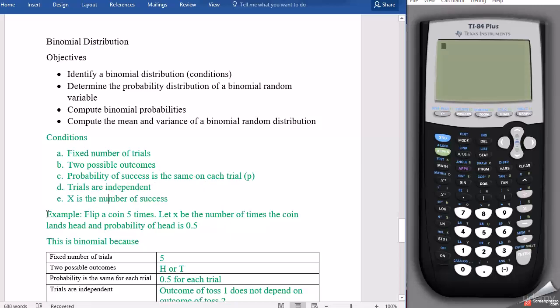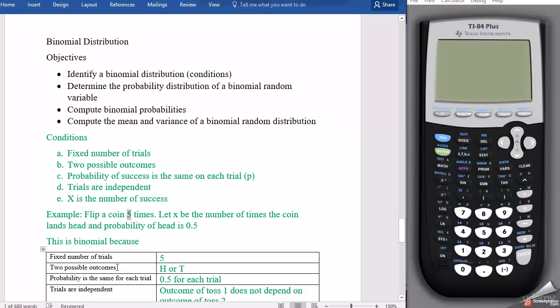So let's illustrate how these conditions can be met using this simple example. We are flipping a coin 5 times, and we are interested in the number of heads. That's our x, and the probability of getting a head is 0.5. Okay, so let's take a look at this to see if the conditions for binomial distribution are met. So first it talked about a fixed number of trials. Is there any fixed number of trials? Yes, because we are told we are flipping the coin 5 times. So our number n is 5.